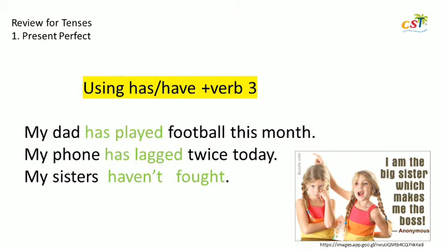For example, my dad has played football this month. Jadi, ayah kamu sudah main bola bulan ini. Okay? Number 2, my phone has lagged twice today. HP-ku sudah ngehang 2 kali hari ini. My sisters haven't fought. Saudara cewekku hari ini belum pada berantem. See? It is to say something that you have done or you haven't done. Alright, let's continue.